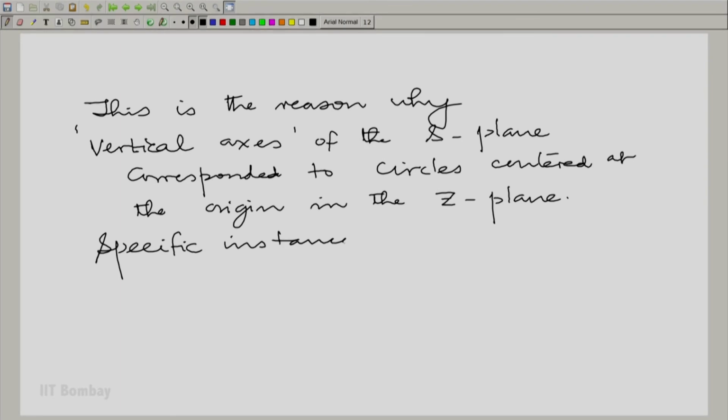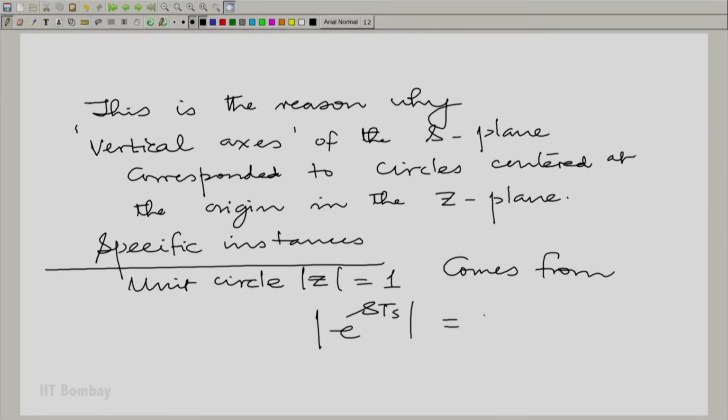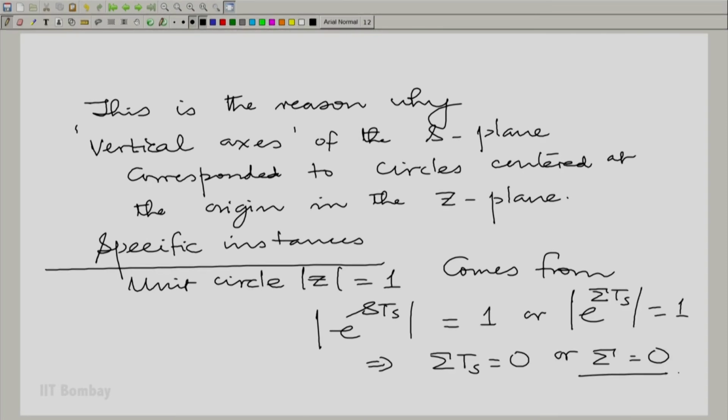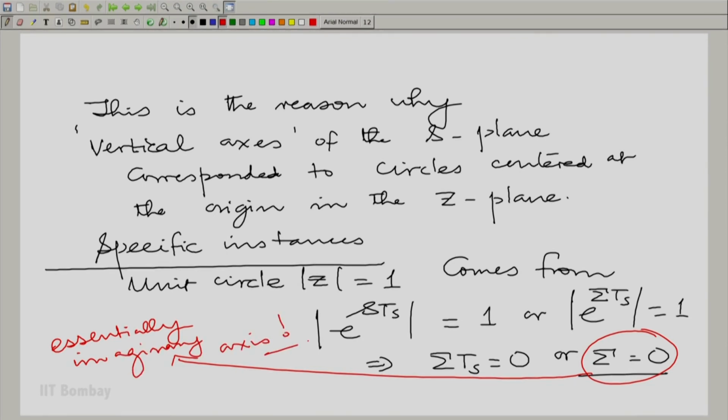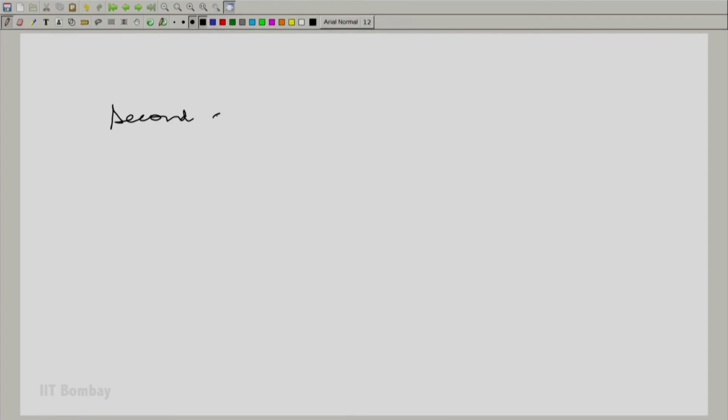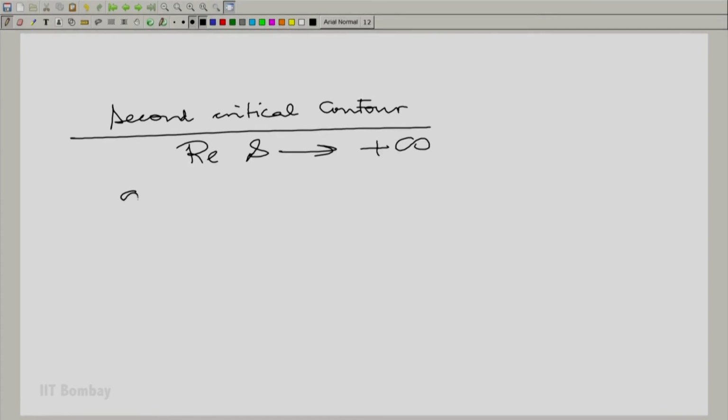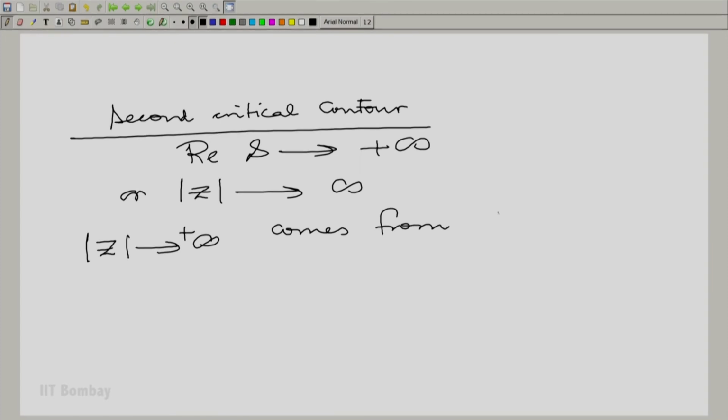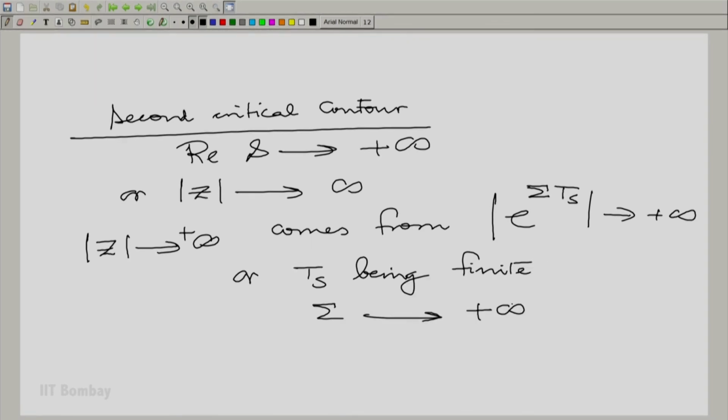Now, let us take specific instances. Let us consider the unit circle. The unit circle comes from sigma equal to 0, and you can see very clearly that sigma equal to 0 is essentially the imaginary axis. Similarly, let us consider the other important contour or critical contour, real part of s tending to plus infinity or mod z tending to infinity. You see, mod z tending to infinity comes from, of course it has to be plus infinity, mod e raised to the power sigma Ts tending to plus infinity, or Ts being finite, sigma tends to plus infinity, and that is essentially the real part of s tending to plus infinity.